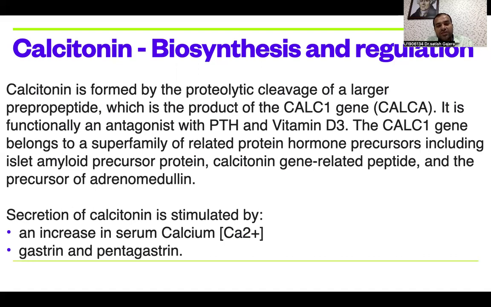Secretion of calcitonin is stimulated by two processes, the first by an increase in serum calcium. Whenever there is an increase in serum calcium, calcitonin is produced by the thyroid. And whenever gastrin and pentagastrin are secreted, calcitonin is secreted with them.